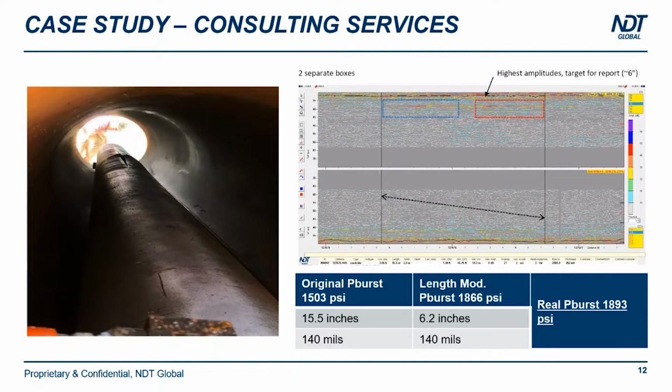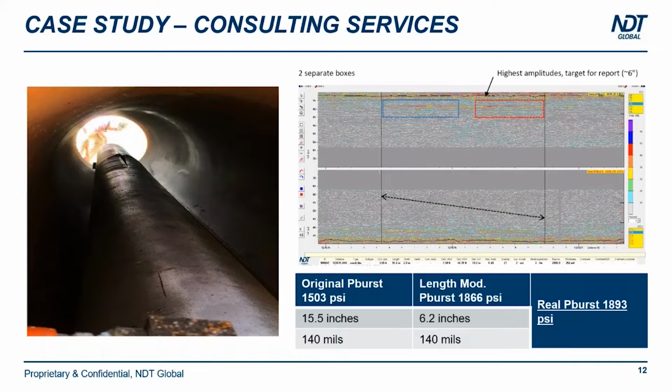So in this case, we took one anomaly, one feature, to a laboratory, and we understood that this feature, if we use the common interaction rules, will be sized as 15.5 inches. So if we do a standard assessment, in this case, modified log secant, we know that the original burst pressure calculated is 1500 PSI. But what happens if we start thinking of this in terms of what kind of amplitudes we are receiving, what kind of profile we are seeing, and how this anomaly is behaving in the data?